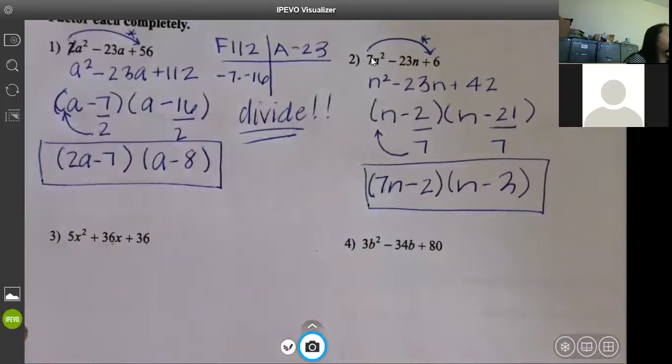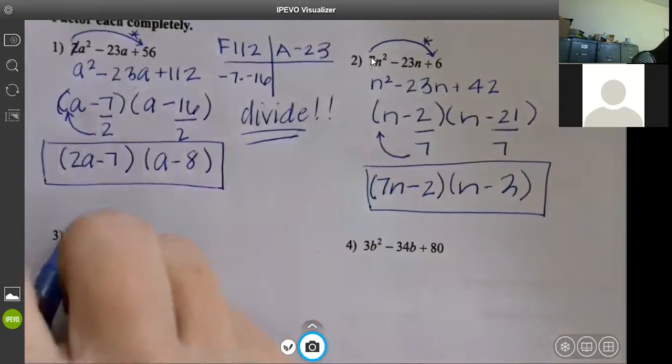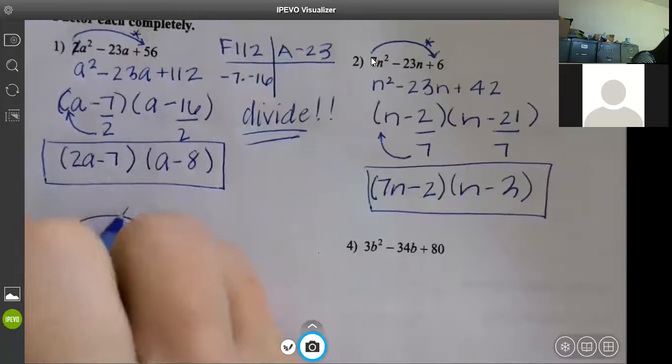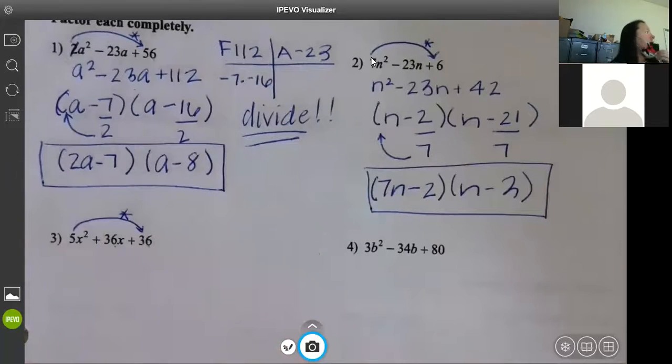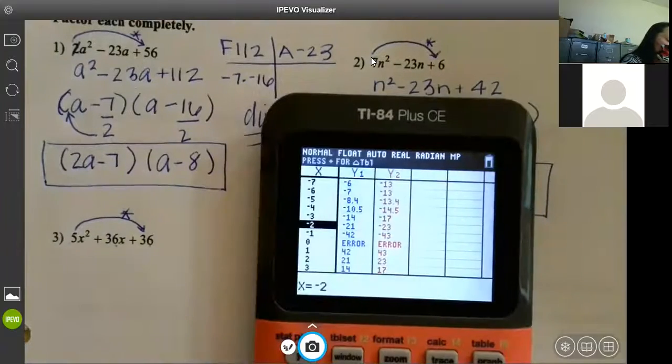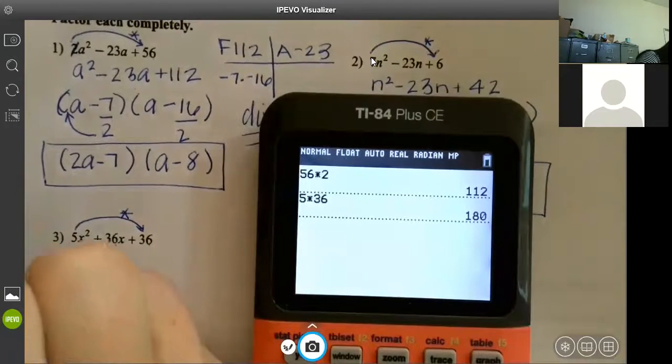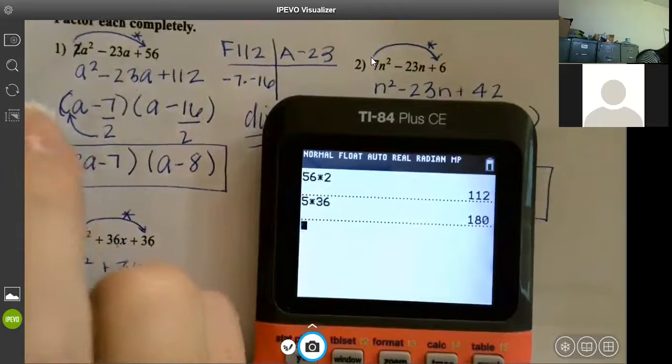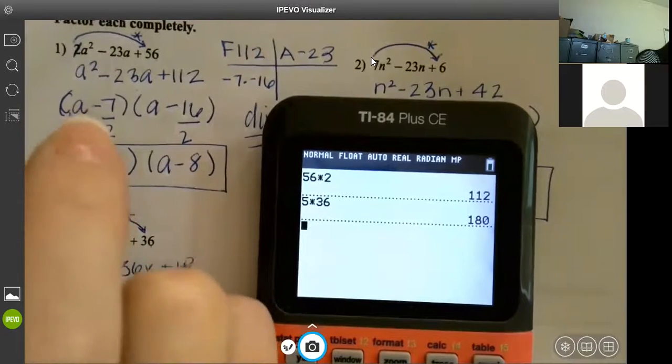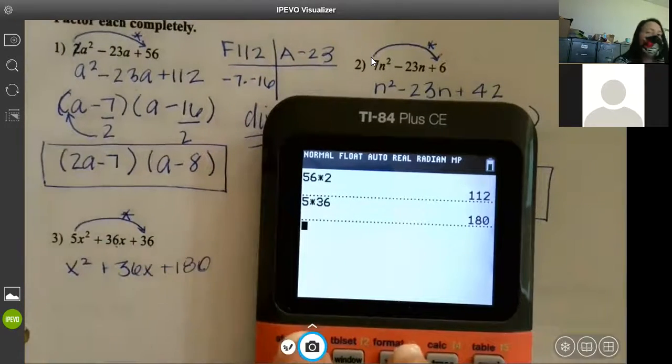5, 36, and 36 do not have a GCF. Again, always check for a GCF to make it easier on yourself. I'm going to tell you once we get into solving in the next unit, you're going to want to pull that GCF out to make your life easier, okay? So if there is a GCF, pull the GCF out. All right, so 5 times 36 is 180, so I get x squared plus 36x plus 180.